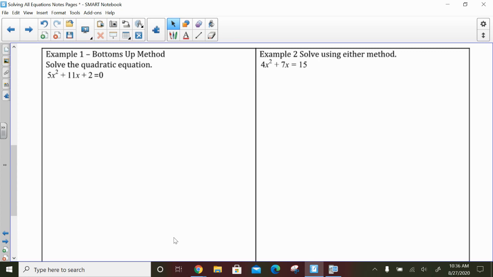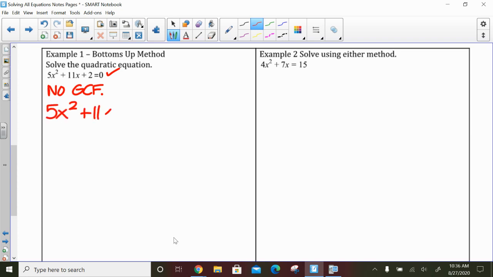Okay, so we have 5x squared plus 11x plus 2 equals 0. The first thing you want to do is make sure, is it equal to 0? And it is. Then you want to look for a GCF. Can you divide all three numbers by the same number? In this case, no. So we have no GCF. Since we have no GCF, I'm left with a 5 in the very front. This is what makes me need to do bottoms up.